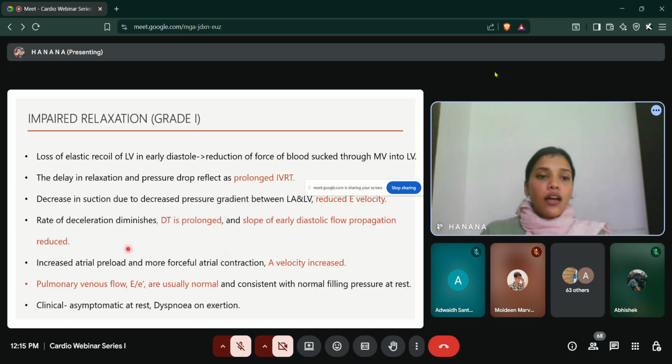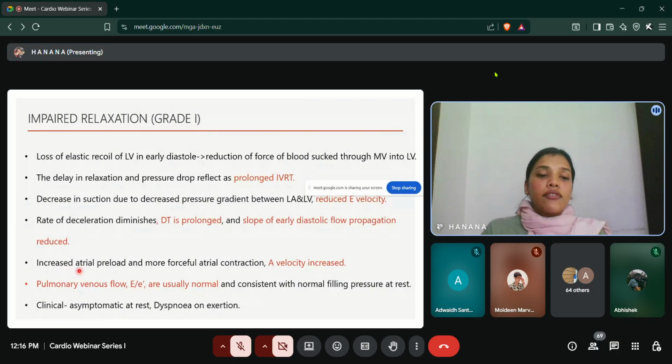So there is a decrease in suction due to decreased pressure gradient between the LA and LV. The pressure difference between LA and LV is very low, so the blood is pushed very slowly into the left ventricle. So there will be reduced E velocity. The amplitude of the E wave is very small. Also the rate of deceleration diminishes, since the pressure decline between both chambers is very slow and prolonged. So the deceleration time, DT, is also prolonged and the slope is reduced.